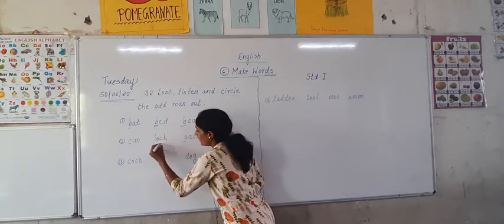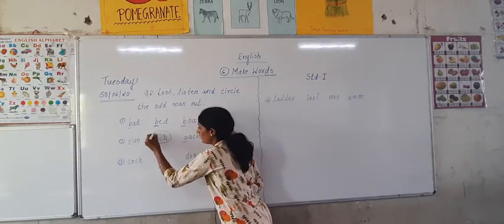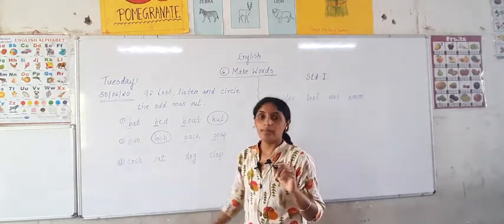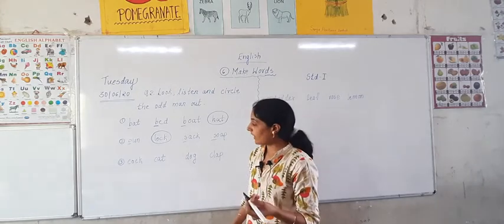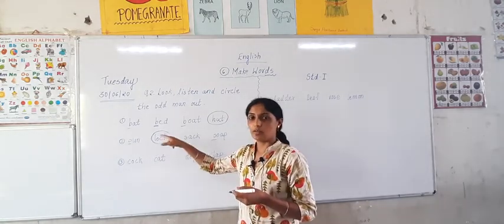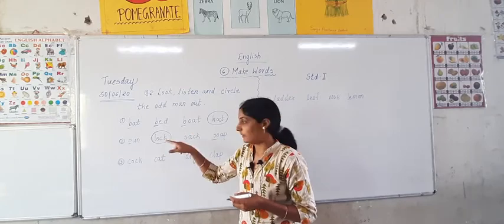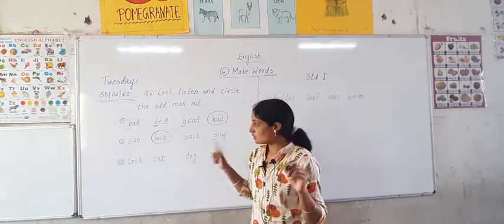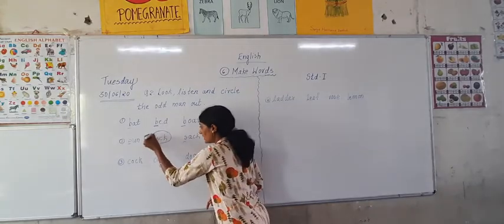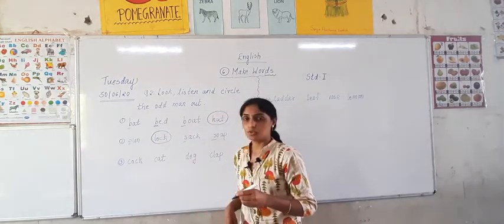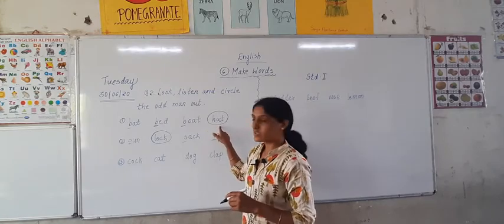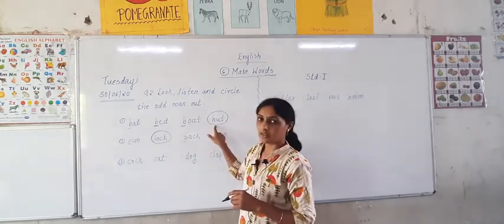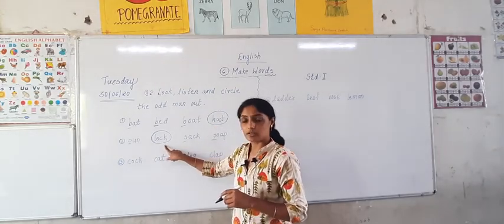LOCK, lock will be the odd man out. Now you will ask why? Because the first letter of this word is L and the first letter of the other words is S. So we are circling this word. Understood? In the first example we circled hut. In the second example we circled lock.